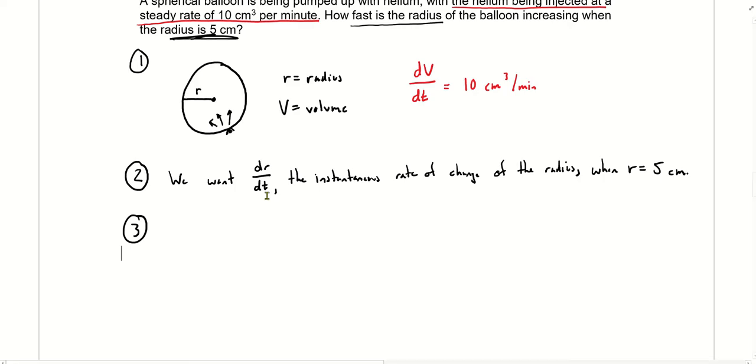So if I think about what's going on here, I have information about the volume of a sphere and the radius of a sphere. I want some sort of instantaneous rate of change of the radius. So a good equation to relate all these things would be the volume of a sphere. And the volume of a sphere can be expressed as volume, V, equals 4/3 times pi times the radius cubed.